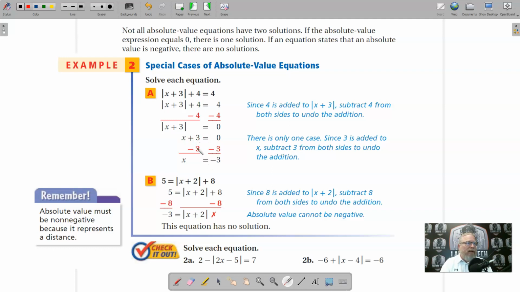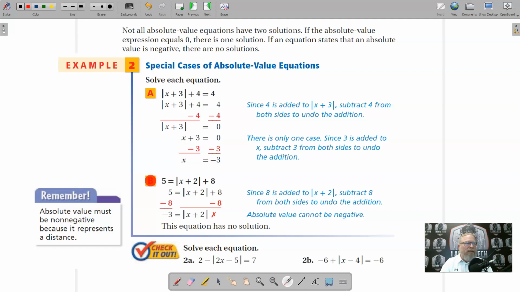So we have plus 3. Let's go ahead and subtract 3. What we do to one side, we do to the other. The 3s will cancel each other, leaving us with just x, and 0 minus 3 is negative 3. Therefore, the only solution to this equation here is x equals negative 3.